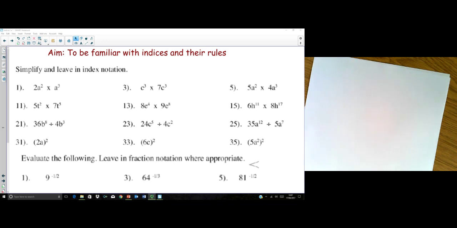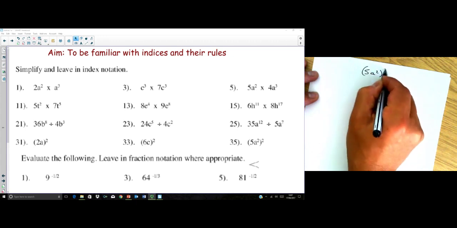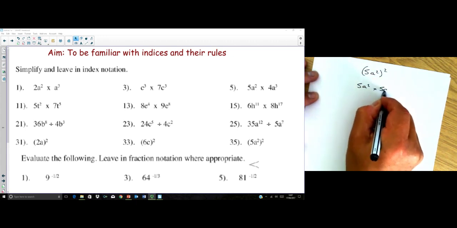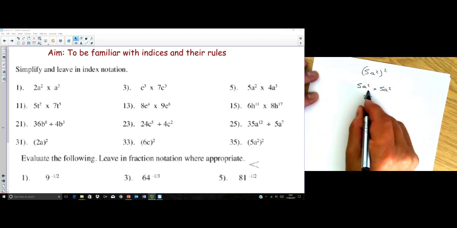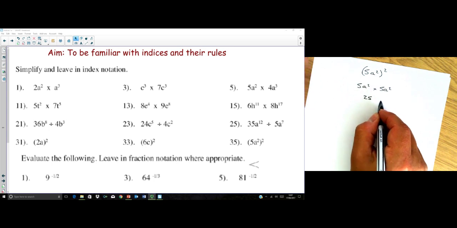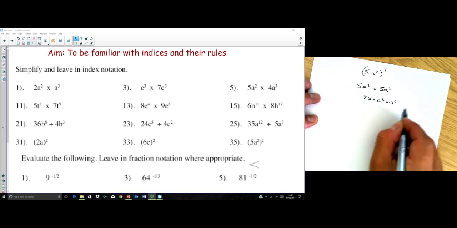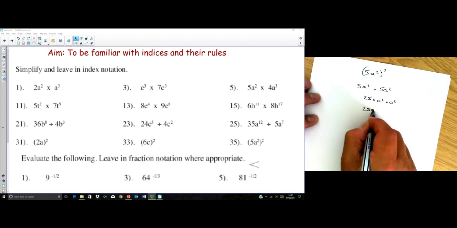If we look at number 35, we have 5a squared, squared. That's the same as 5a squared times 5a squared. 5 times 5 is 25. a squared times a squared. Well, we should know our rules of indices. So a squared times a squared is equal to a to the, adding those two together, a to the 4. So we end up with 25a to the 4.